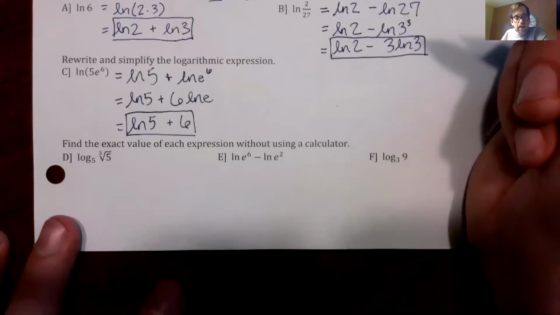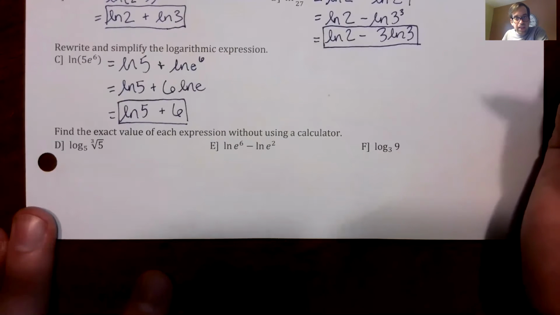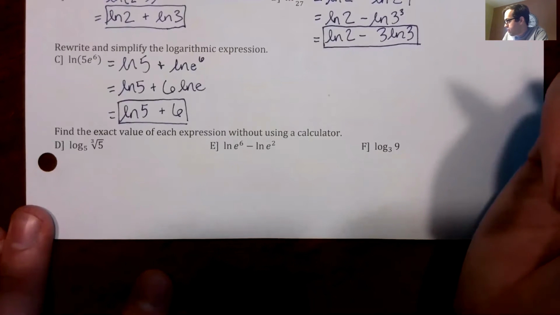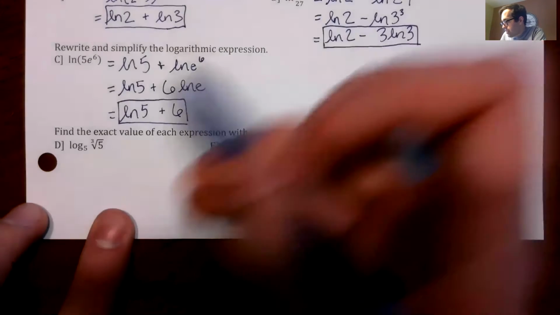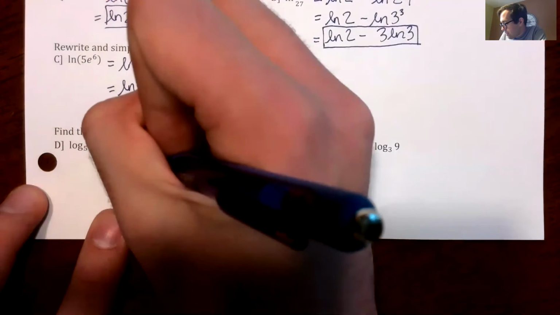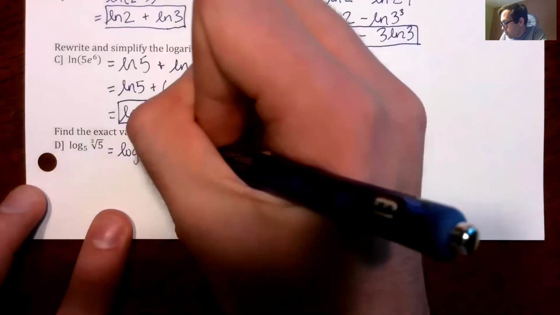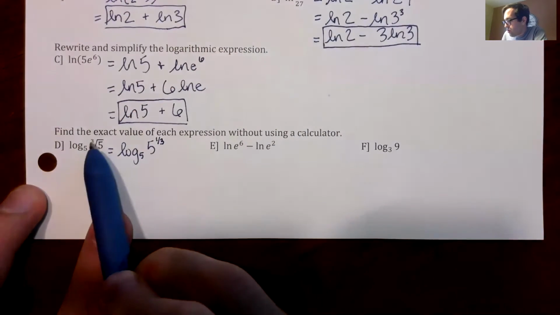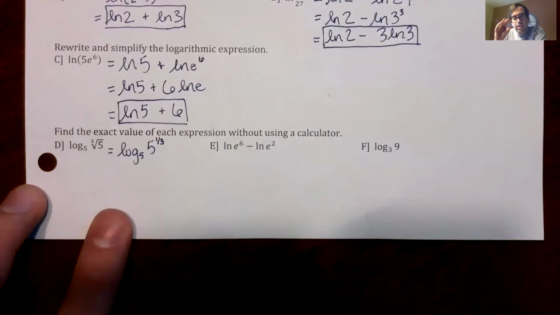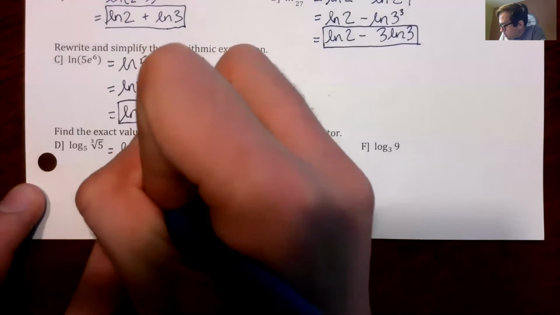All right? Down here at the bottom, find the exact value of each expression without using a calculator. So now we're going to try to use these properties to see if we can rewrite these. So for this first one, whenever I see a root inside of a log, I'm going to rewrite it as an exponent instead. And the cube root means 5 to the 1/3 power. Remember, if there's a root, it always means it's in the denominator of the exponent. And this exponent can be rewritten as a coefficient.